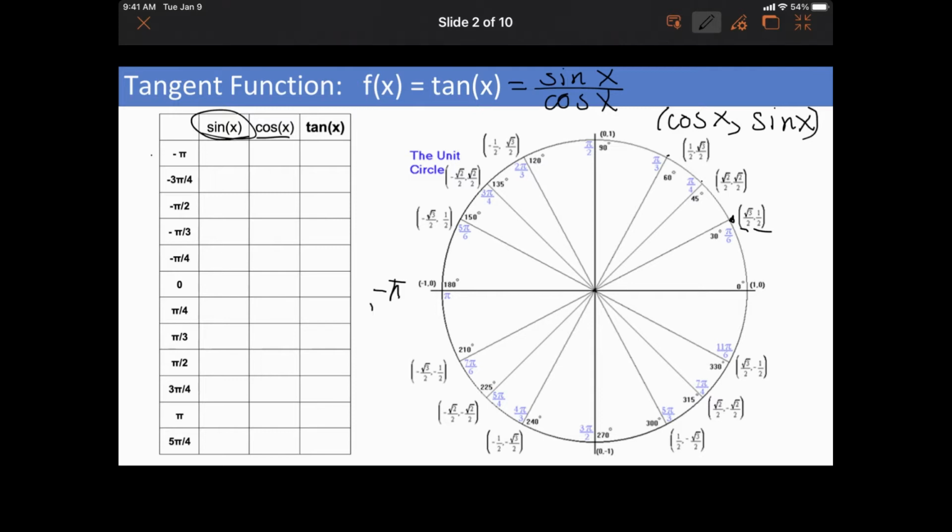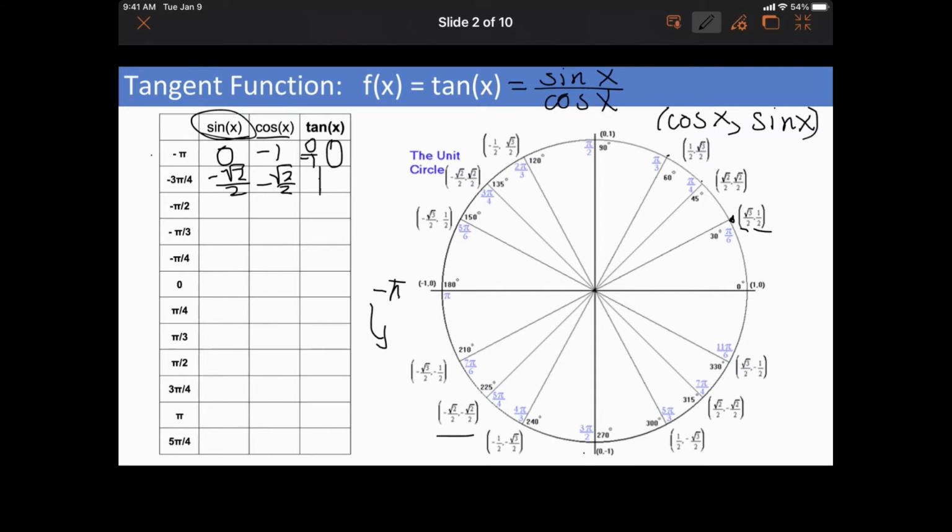All right, so we're going to actually start this time at negative pi, which is over here. We're going to go this way. So negative pi, sine, that's 0 over negative 1. And if you divide 0 over negative 1, that's 0. And then over here, negative 3 pi over 4. Negative root 2 over 2 for both of them. Negative root 2 over 2 divided by negative root 2 over 2 is 1. And some of you may remember tangent of the 45s are 1 or negative 1.